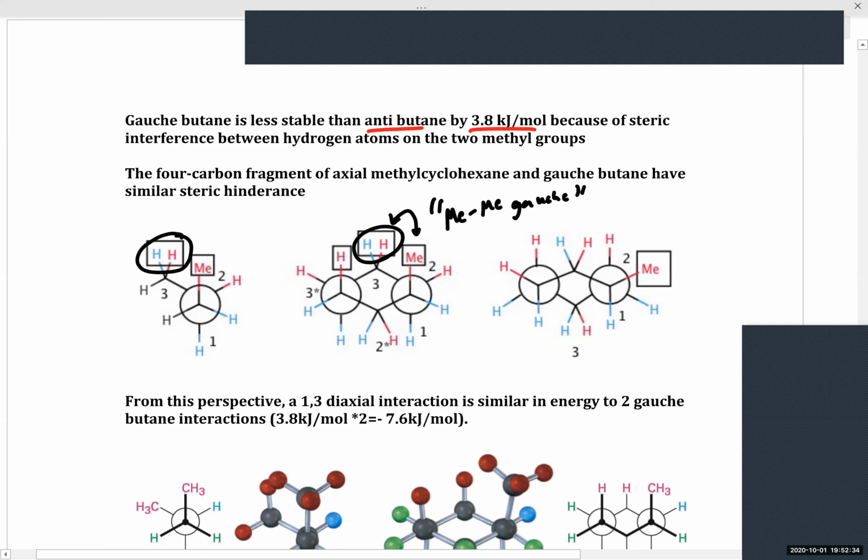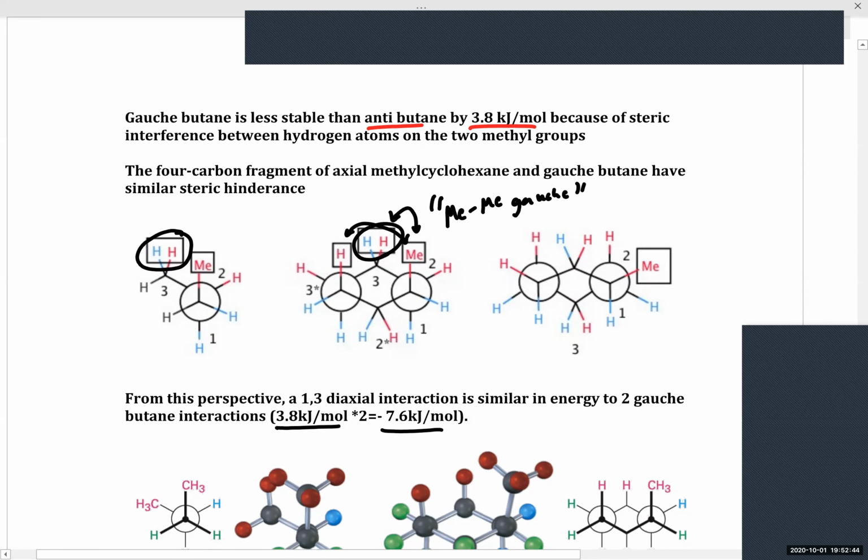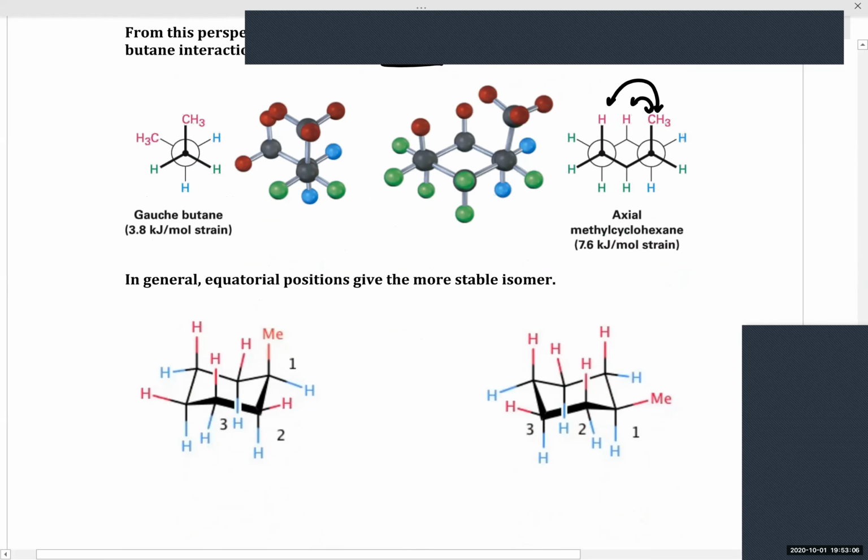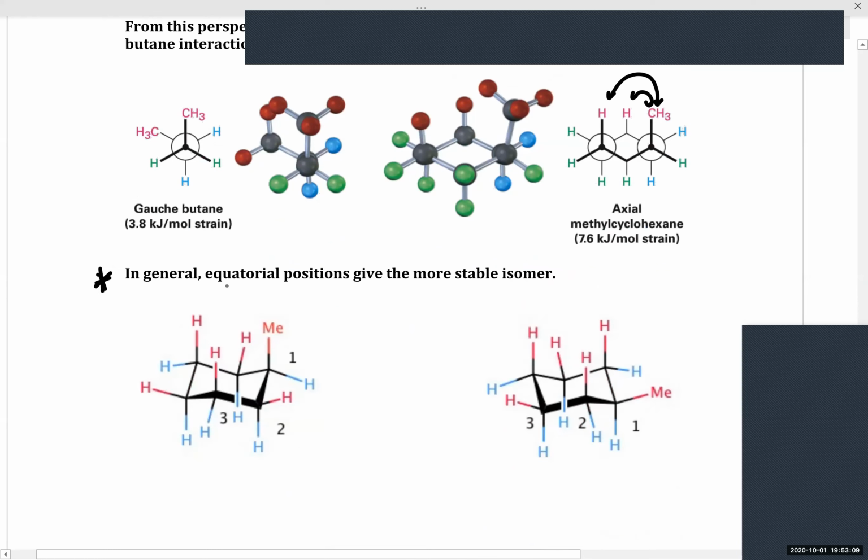As a result, for each of our 1,3 diaxial interactions, we pay a penalty of 3.8 kilojoules per mole for a total penalty of 7.6 kilojoules per mole. Does everyone see the parallel between the Gauche butane interaction and the diaxial interactions? Does that make a little bit more sense to everyone? Perfect. So in general, just something to keep in mind, equatorial positions give the more stable conformer.